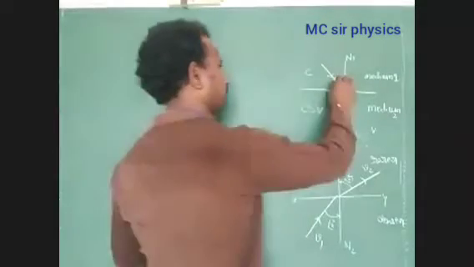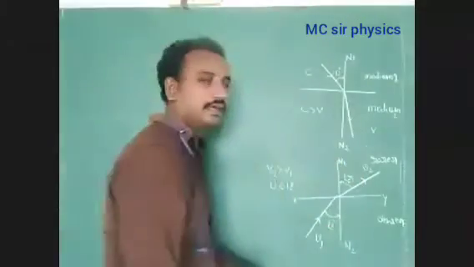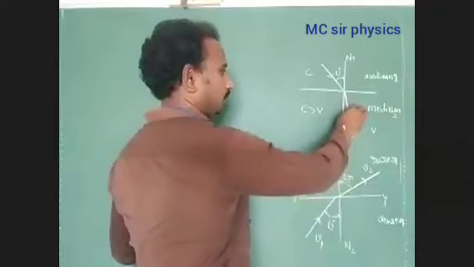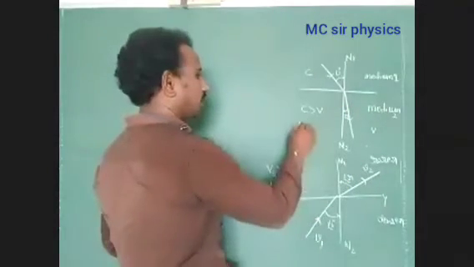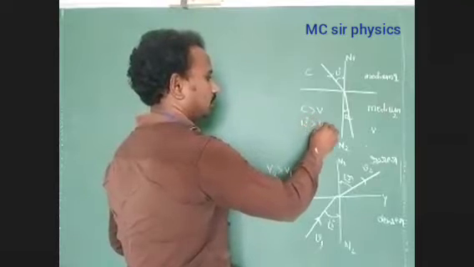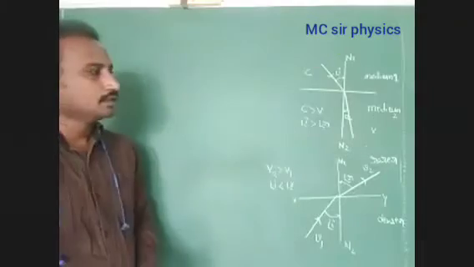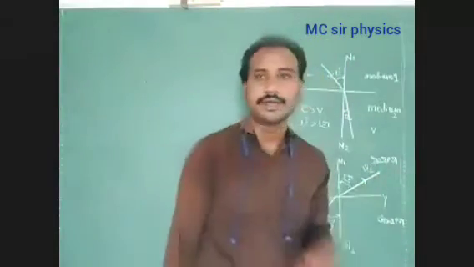Here also we have to find the angle of incidence, angle i, between the incident ray and the normal. The angle between the refracted ray and the normal is called the angle of refraction. Angle i is always greater than the angle of refraction in this condition. These points are very, very important points in the first law of refraction.